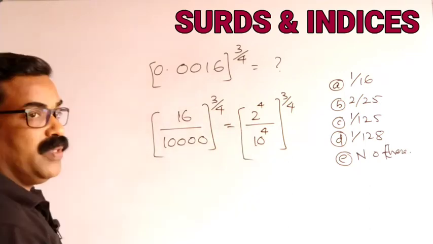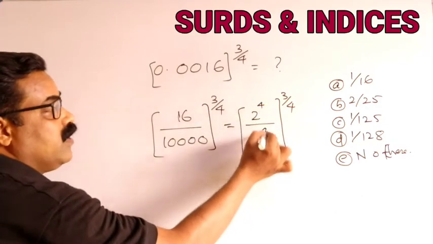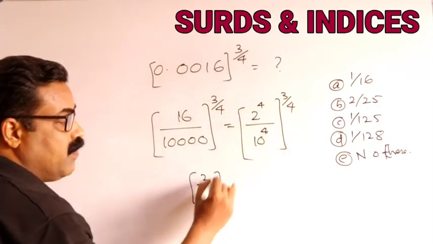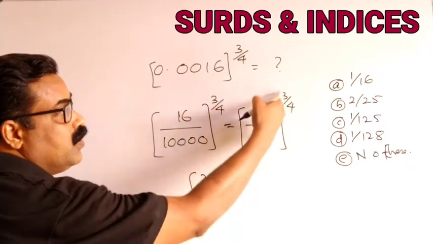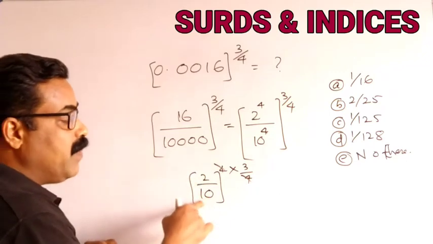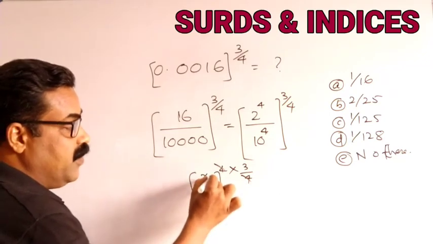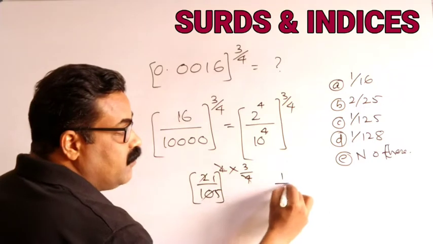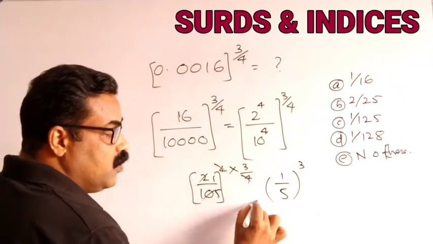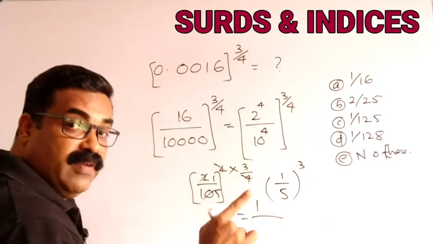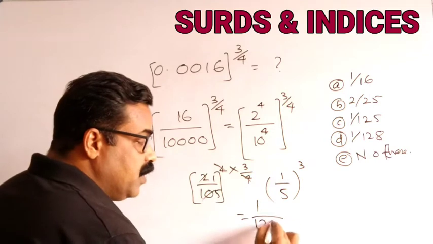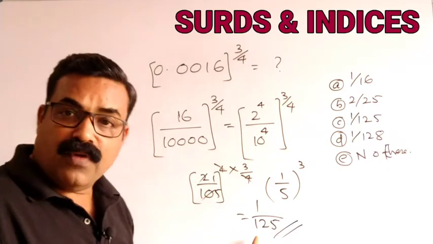So here I can take this 4 and this 4 common. I'll get 2 by 10 power 4 into 3 by 4. Cancel this 4 and 4. 2 by 10 I will get 1 by 5. So I got the final answer 1 by 5 power 3. What is 1 cube? 1. What is 5 cube? 5 into 5 into 5. 5 into 5 is 25, 25 into 5 is 125. So our final answer is 1 by 125.